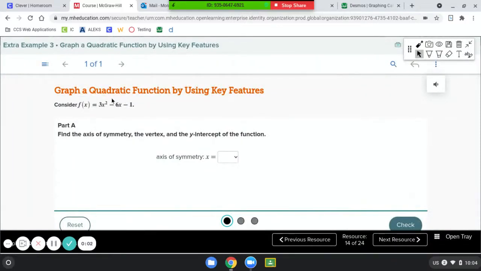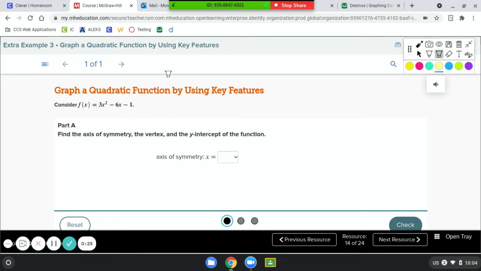All right, so here we have graph a quadratic function by using key features. Again, we are not going to find the key features by hand. We are just going to graph the quadratic function in Desmos graphing calculator. So here is the quadratic function, f of x equals 3x squared minus 6x minus 1.